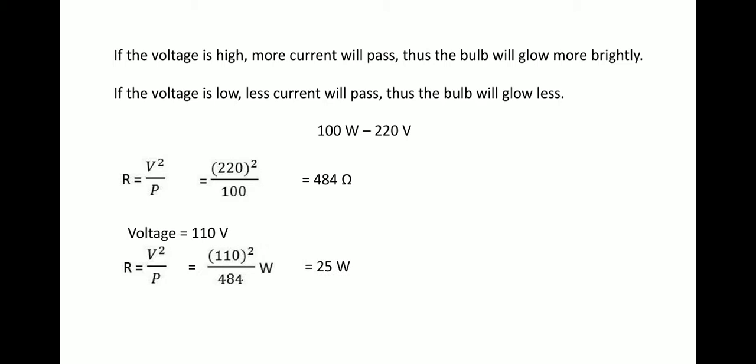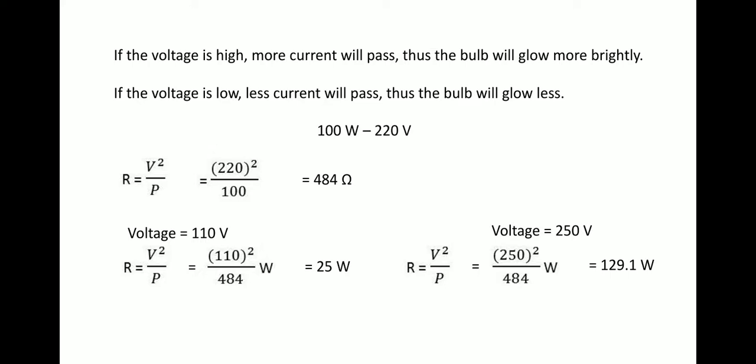Similarly, if the voltage increases to 250 volt, then P is equal to V squared by R. Over here R and P should be replaced. Then you will get 250 squared by 484 watt. Then this will result to 129.1 watt. So you can see when the voltage decreases to 110 volt, then the power also decreases to 25 watt. And when the voltage is 250 volt, the power is 129.1 watt.